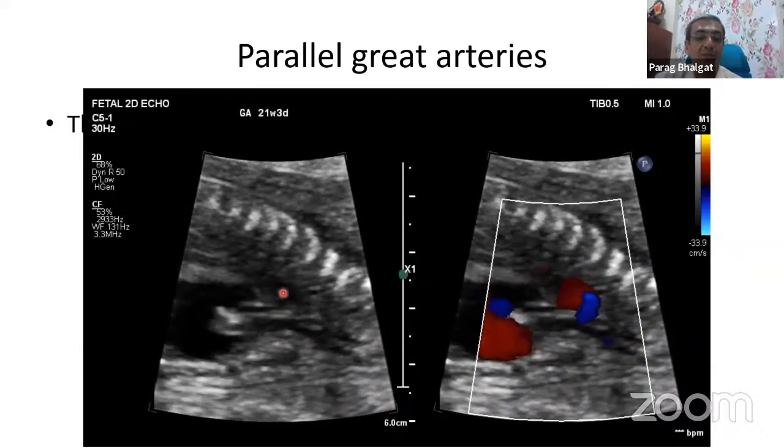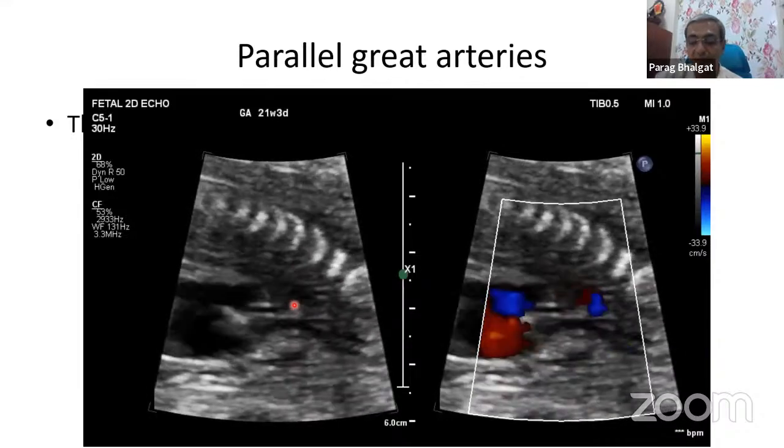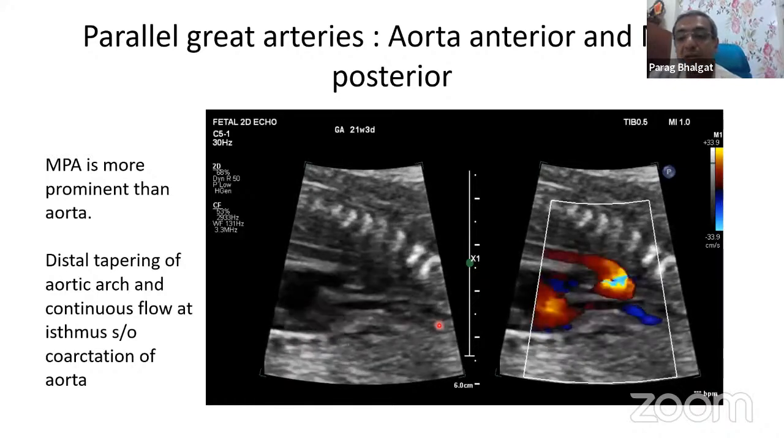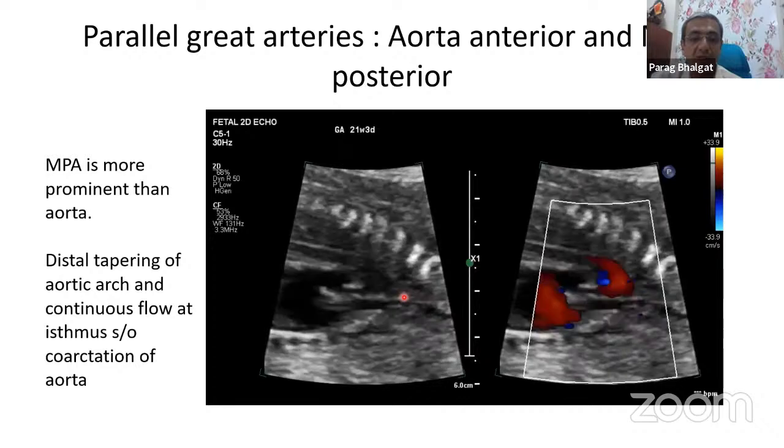And this is the MPA, that is big. Now look at this. Now we can see a very faint flow in the distal arch. So it suggests there is a coarctation after this first, second vessel.